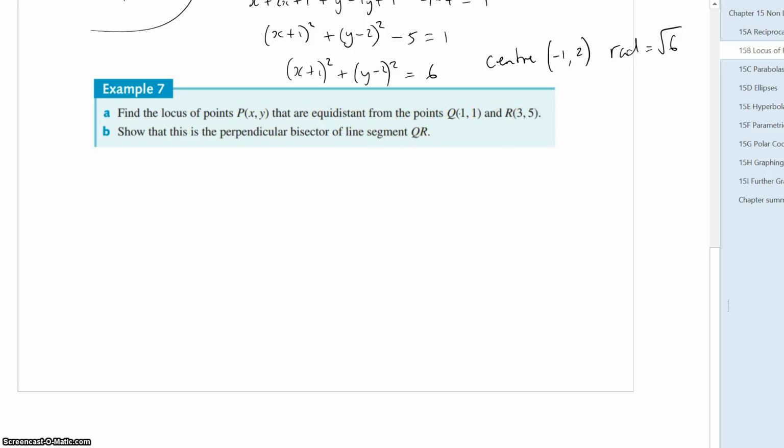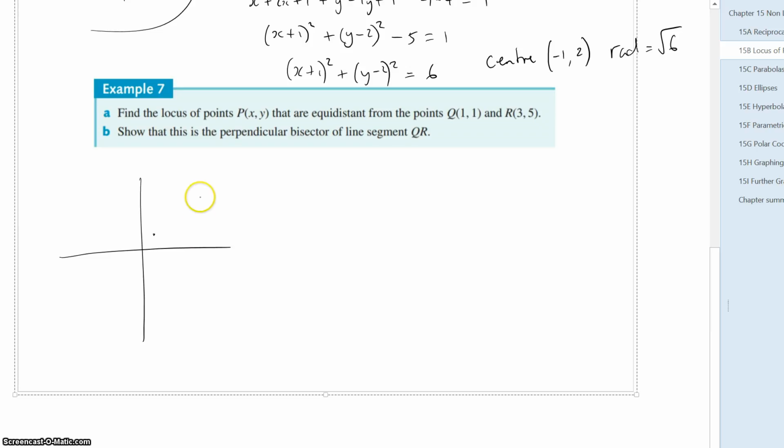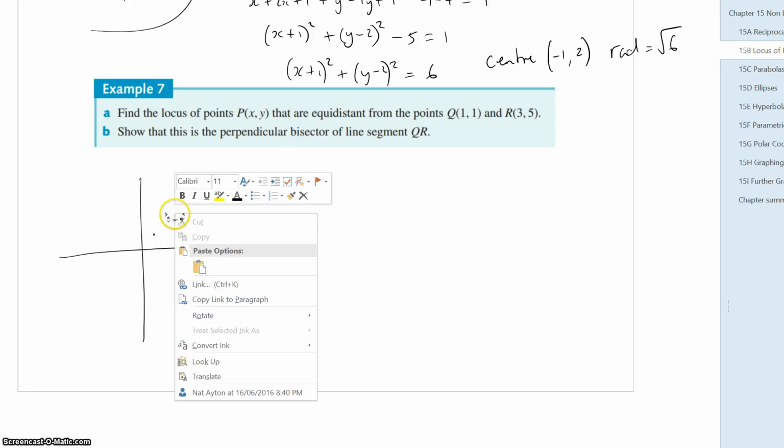So again, let me just draw what's going on here. You've got the point (1, 1), which is there, and you've got the point (3, 5), which is somewhere there. And what we need to do is find the series of points that are an equal distance from this point to this point. The easiest one to think about is probably this one in the middle, just here.